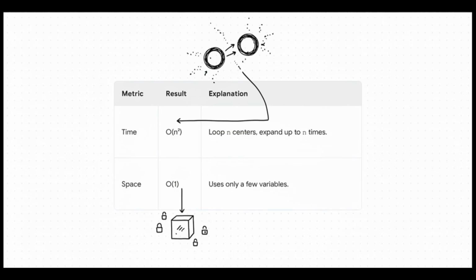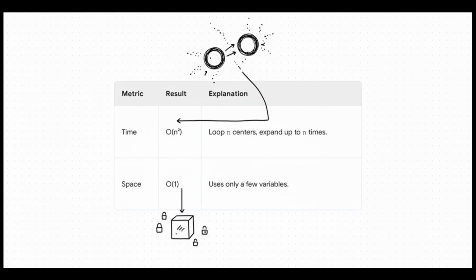First, time complexity. It comes out to O of n squared. Now, what does that really mean? Well, think about it. For a string with n characters, we have roughly n possible centers we have to check. And for each of those centers, our expansion could, in the worst-case scenario, travel across the entire string again. So you get something that behaves like n times n.